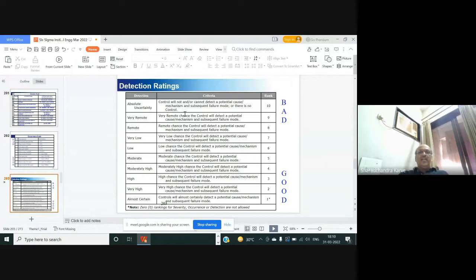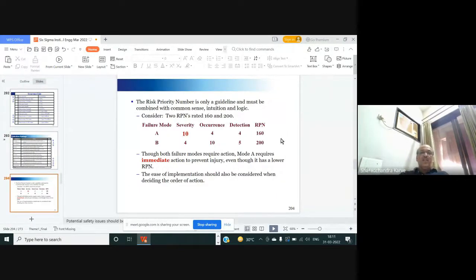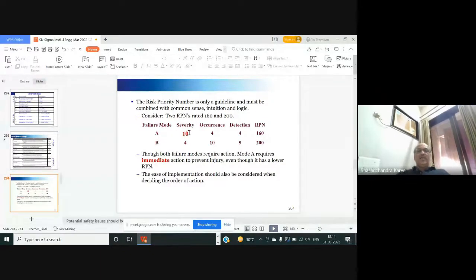Now the third is detection. If you are absolutely uncertain, then you give 10. And if you become certain, then you can reduce that score and give 1, etc. So a rank of 0 is not available here. You have to rank from 1 to 10. Now the product of severity, occurrence and detection is called the RPN, the risk priority number. So the risk priority number is a multiplication of severity, occurrence and detection.